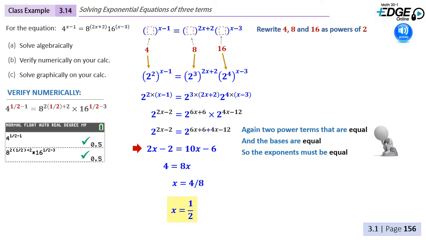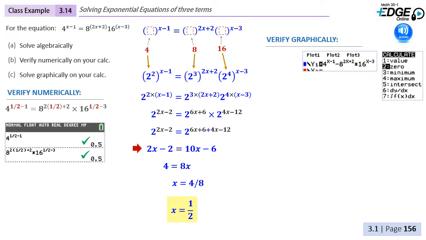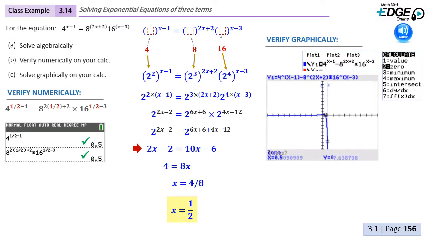We can verify both the left and the right side of the equation by replacing our x with 1/2 or 0.5. In this case, both sides actually evaluate to give 0.5. We can also verify this graphically.